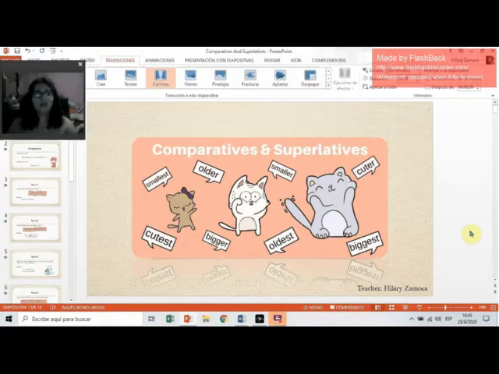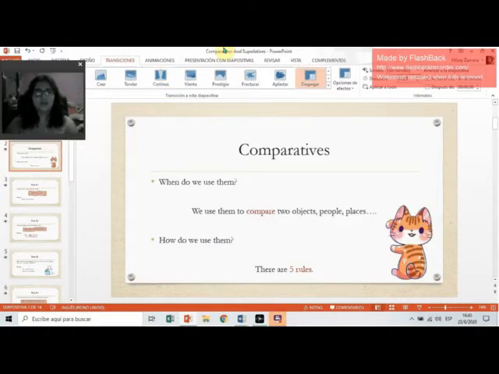Now we are going to start learning a little bit about comparative and superlative. So please pay attention to the PowerPoint presentation. First of all, we have comparative. When do we use them? We use them to compare two objects, people, places. How do we use them? Okay, there are 5 different rules, so pay attention.